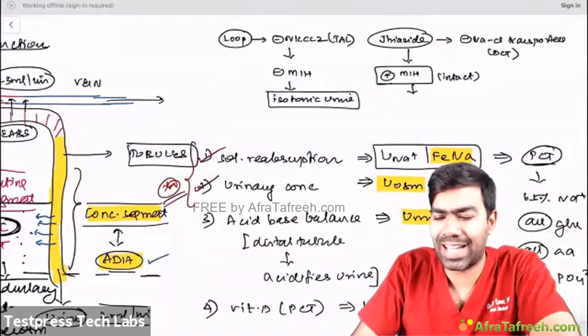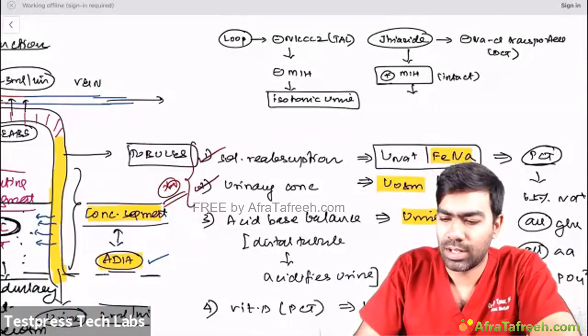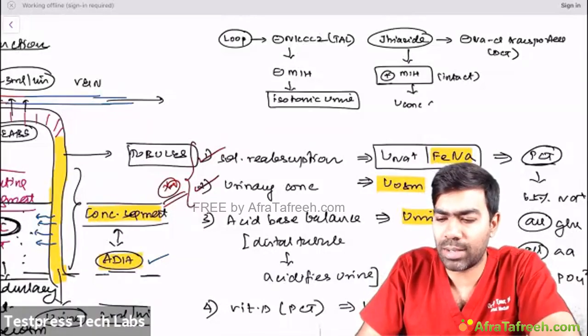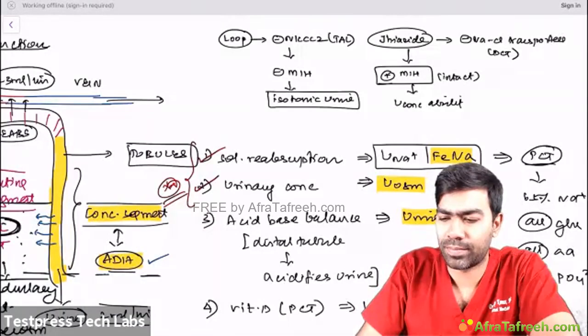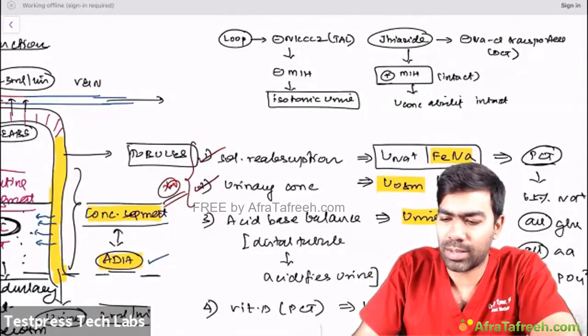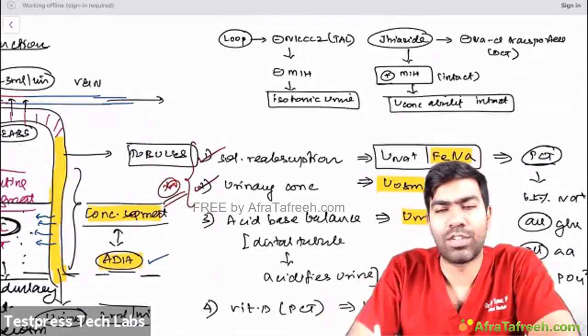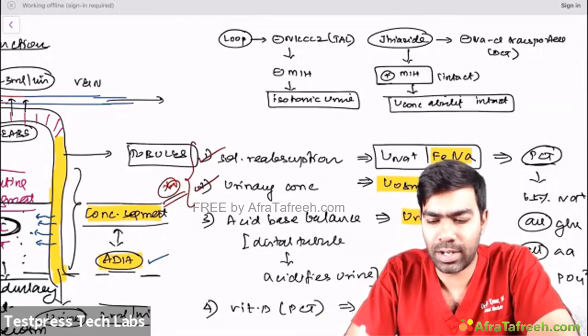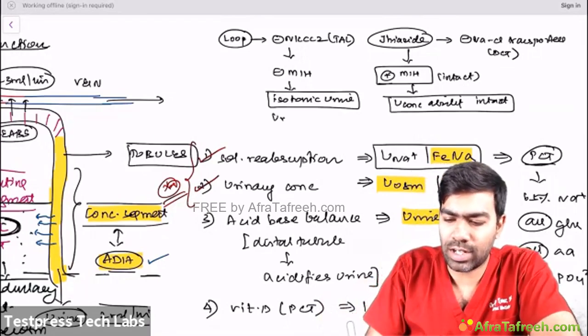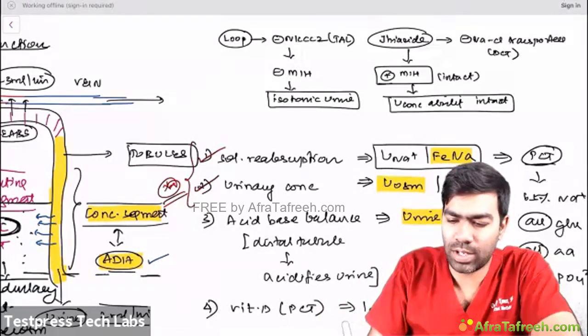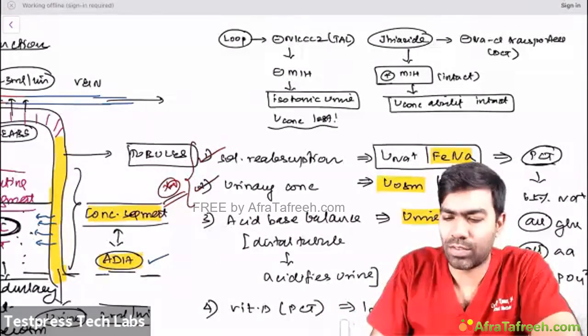Because they have intact medullary interstitial hyperosmolality, their urinary concentrating ability is also intact, which means they don't lose the urinary concentrating ability. Whereas the urinary concentrating ability with loop diuretics is basically lost in the setting of loop diuretics.